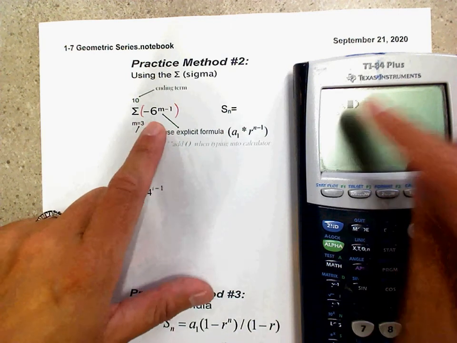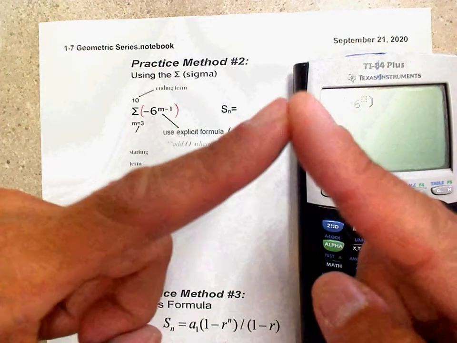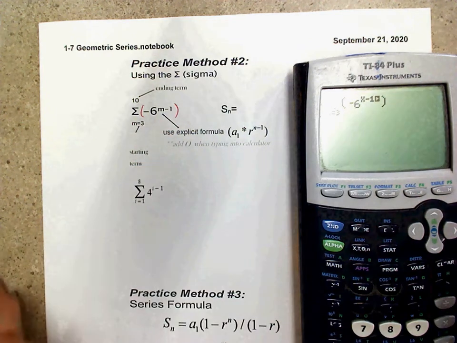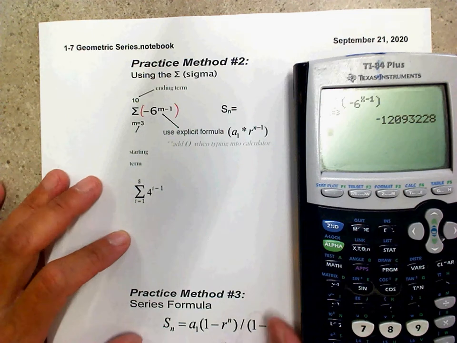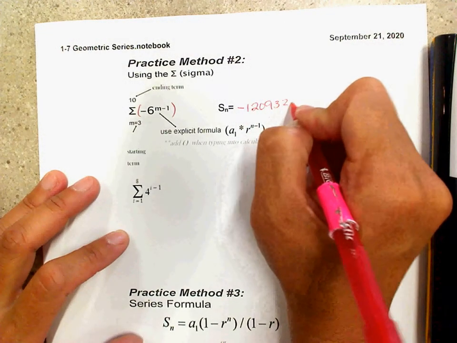So, -6 raised 2. That's that carrot top that looks like this. X minus 1. Notice everything is inside the parentheses they gave you. And the solution to that is -120932228. Okay?